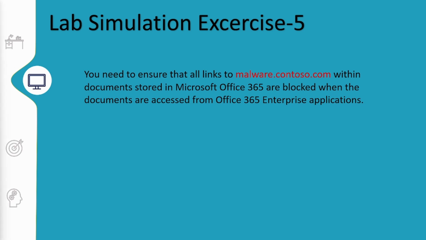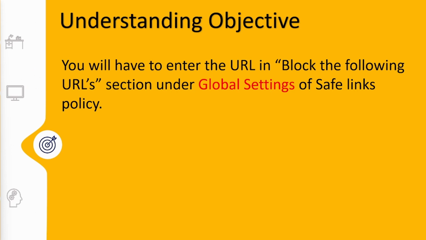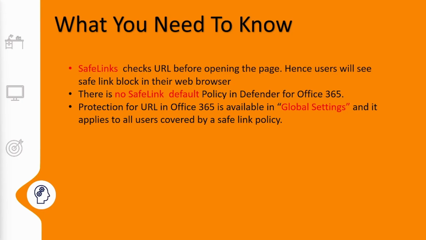Now, the first thing is to understand the question and what exactly we need to do. If you try and understand the objective, you basically have to go to Microsoft Defender, go to Safe Links settings, and enter the URL and block the following URL sections, which is available under global settings of the Safe Links. So let's try and understand a little bit about Safe Links policy.